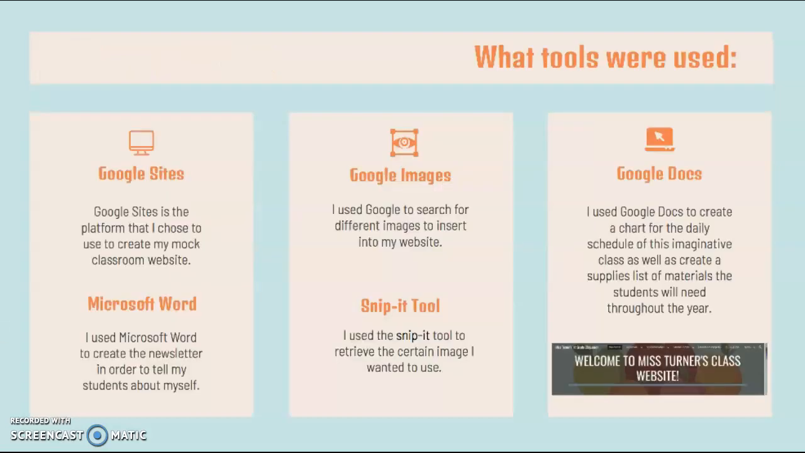The tools that I used to create my mock classroom website were Google Sites, Microsoft Word, Google Images, Snippet Tool, and Google Docs. I used Google Sites to create my website. I used Microsoft Word to create the newsletter. I used Google Images to find my images that I would like to use, and I used the Snippet Tool to get the images. Then I used Google Docs to create a chart for the daily schedule, as well as the supplies list of materials needed.